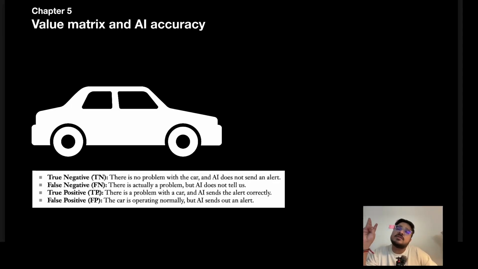There could be a third possible outcome, a true positive: there is a problem with the car and AI sends the alert correctly. And there is a false positive as well, where the car is running perfectly fine, but AI still chooses to send the alert to the customer.